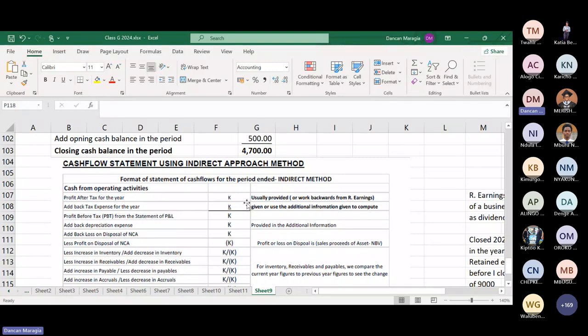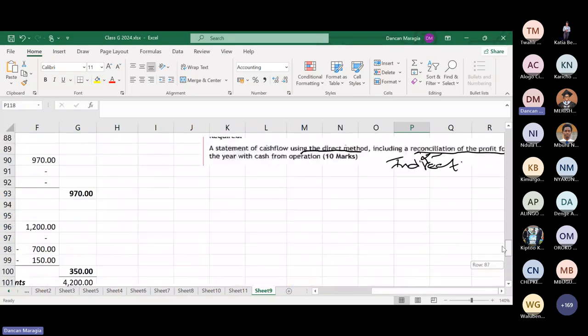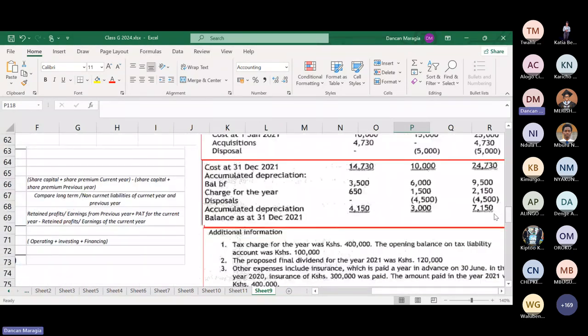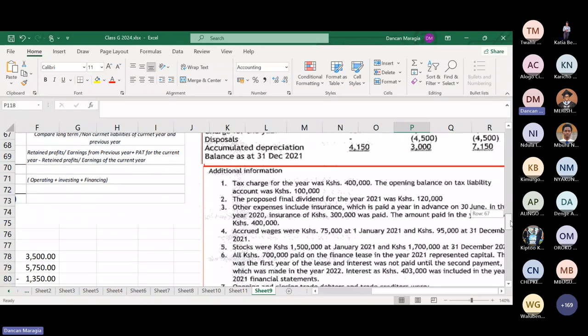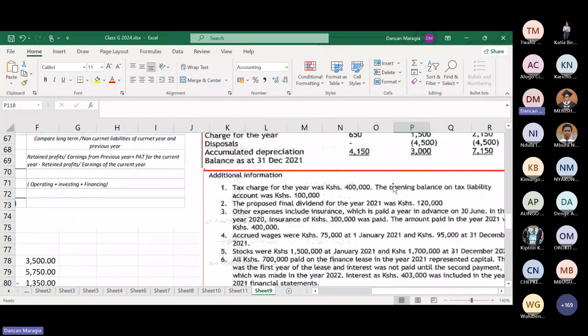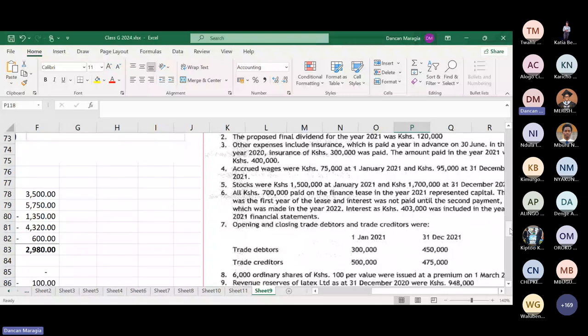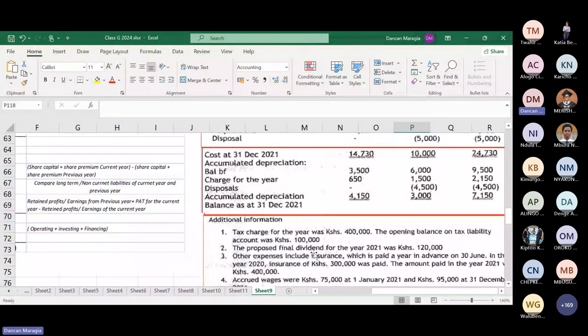And let's check, for example, here. So in the indirect method, we have been given that. Then you are given the tax charge for the year, 400,000. The opening balance on the tax liability account was 100. We'll come there later. Proposed final dividend, all that. So you see already there is what we call the proposed final dividend for the year that we are going to pay, which is 120,000. So already we almost have the dividend for the year.